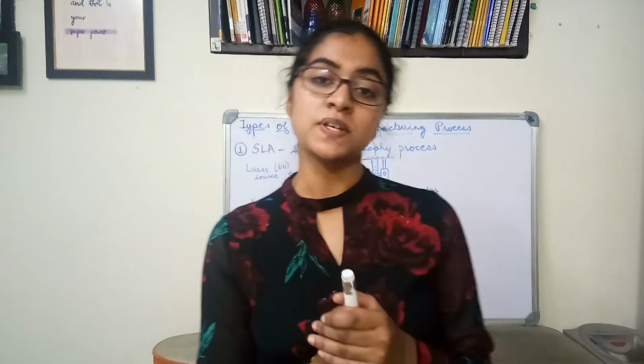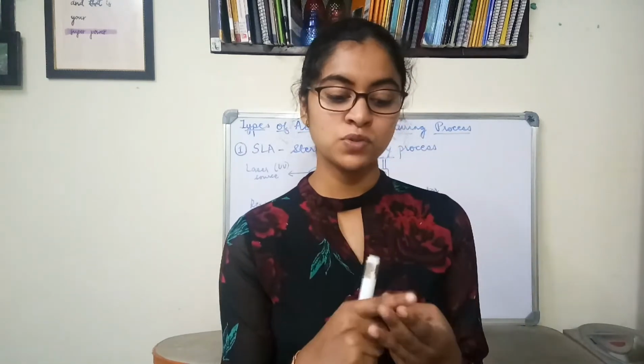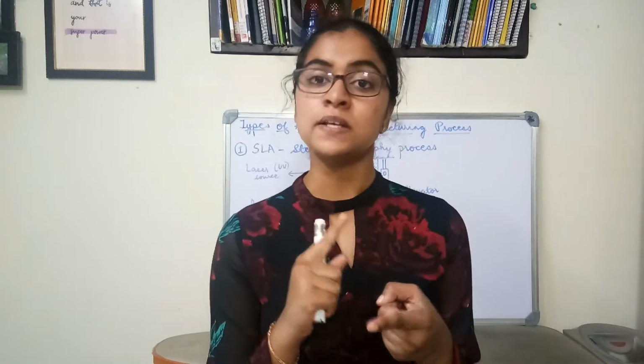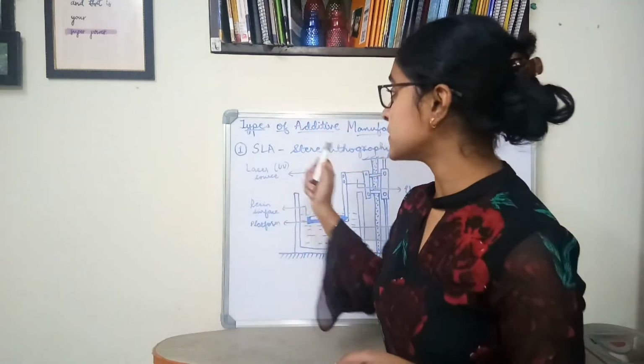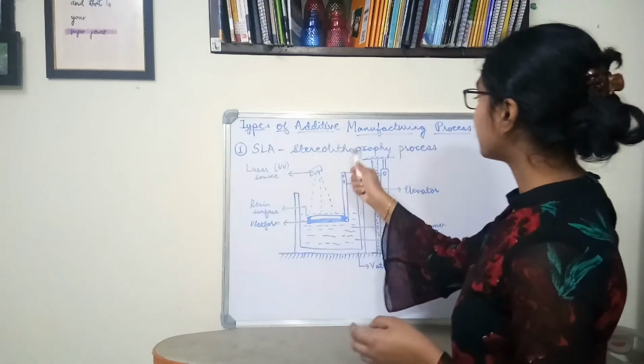The next topic of discussion is the types of additive manufacturing process. There are three main processes which we'll be discussing. First one is SLA, second one is FDM, and the third one being SLS. The first one is SLA, which stands for stereolithography process.